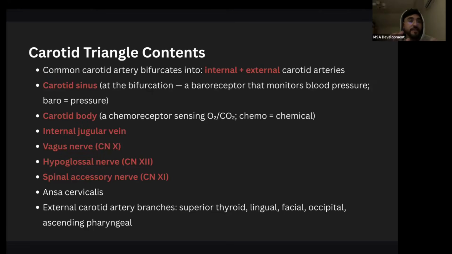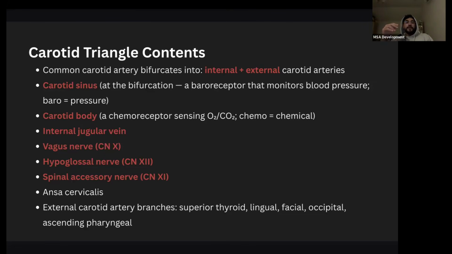If you think about it, most of the things that it carries are genuinely related to the carotid. Like you have the common carotid artery, so you have the internal and the external carotid arteries right there. You're going to have the carotid sinus, the carotid body, and of course, the internal jugular vein, vagus nerve, hypoglossal nerve, spinal accessory nerve as well. All right, and the external carotid artery branches. Okay, usually the anterior ones, yeah.